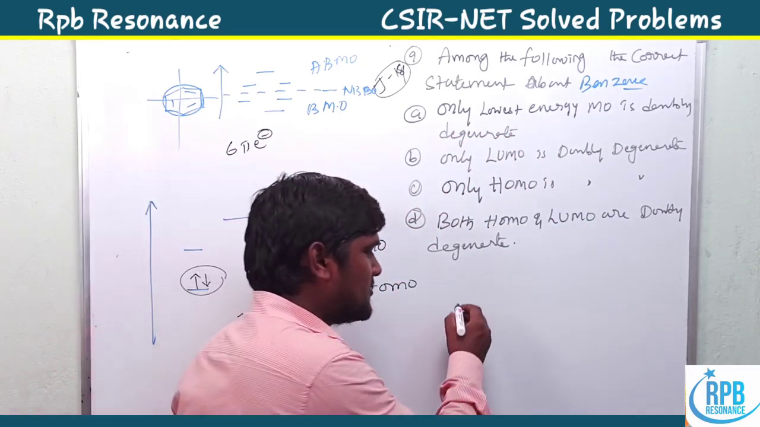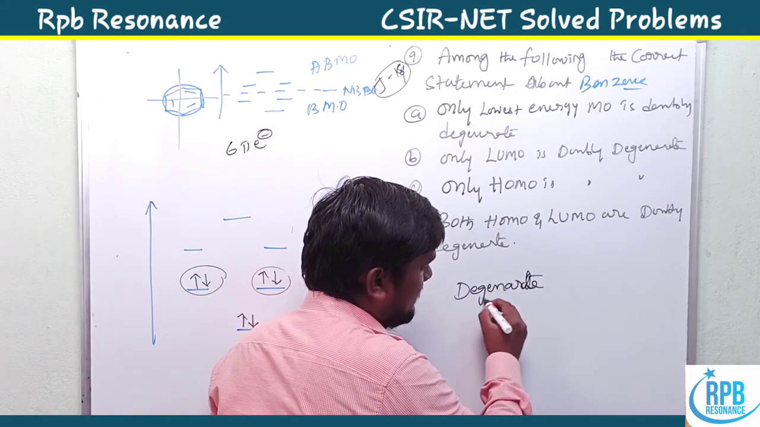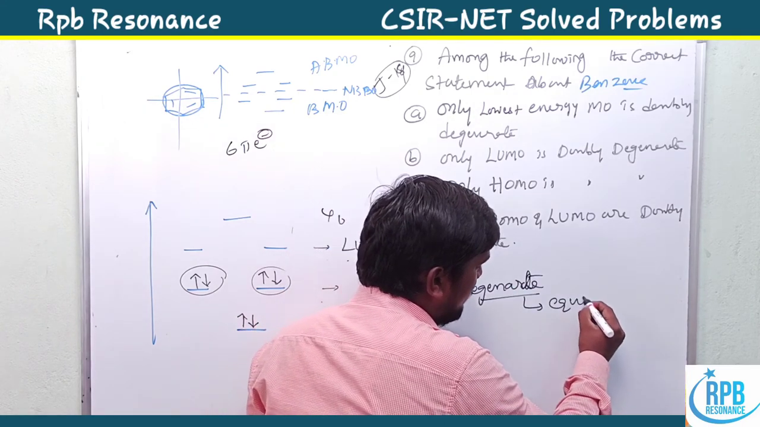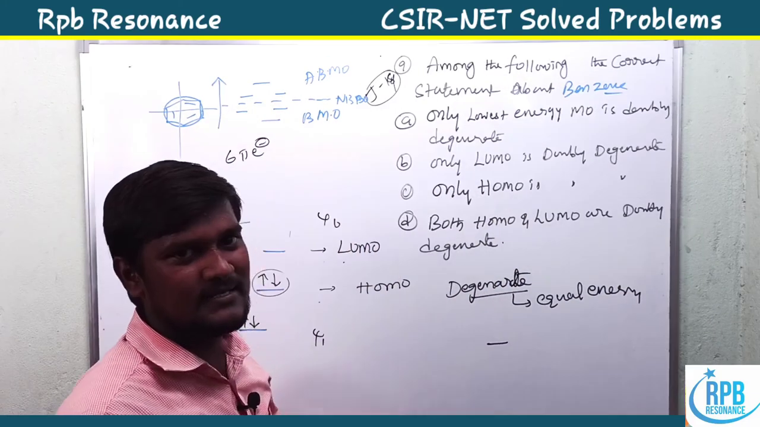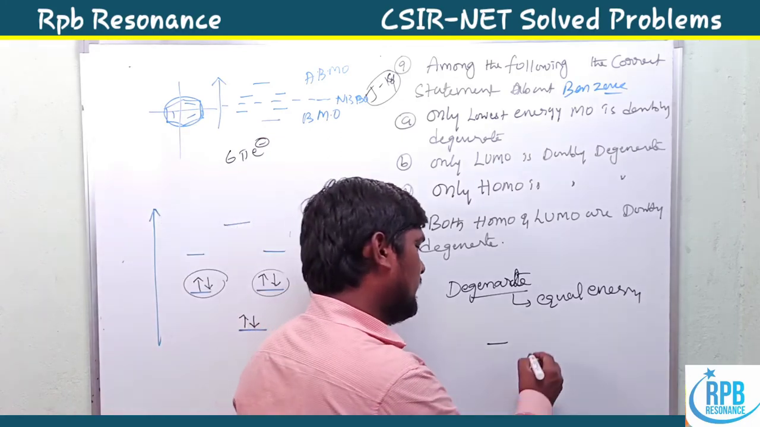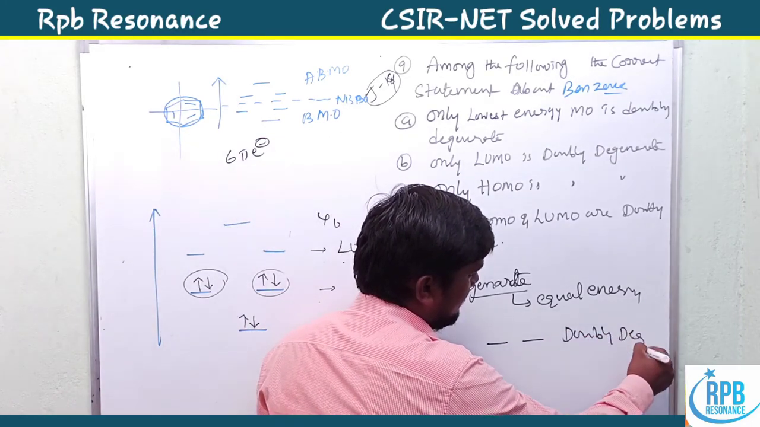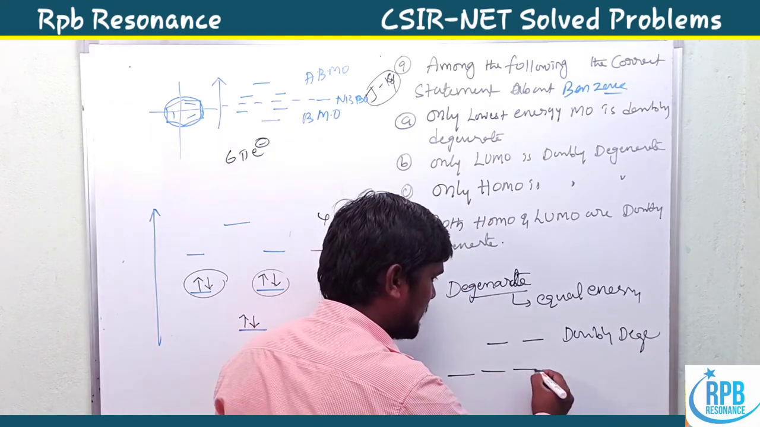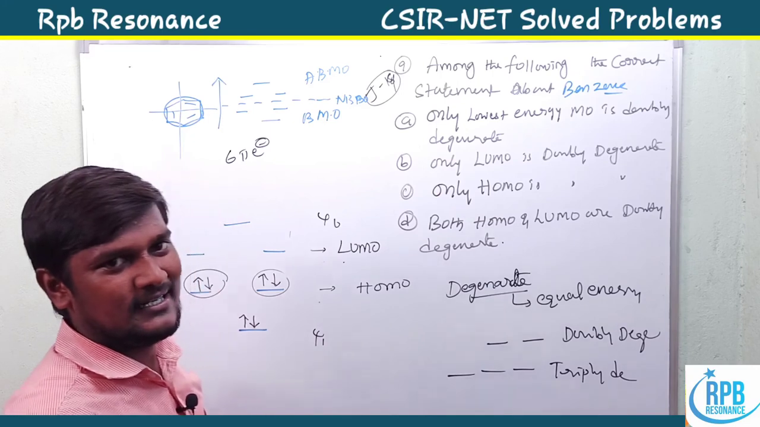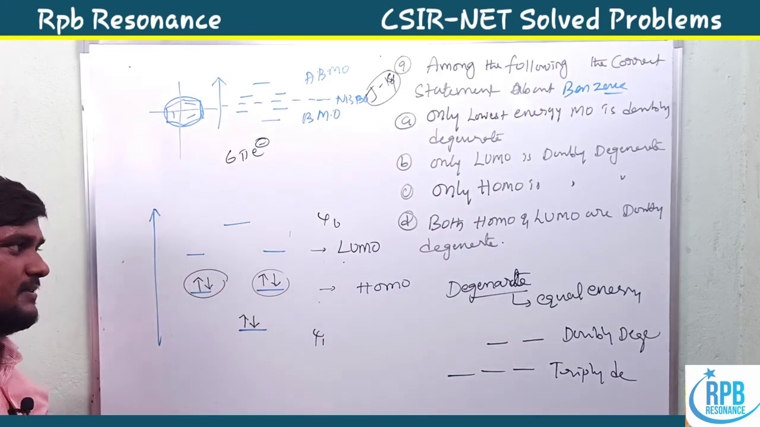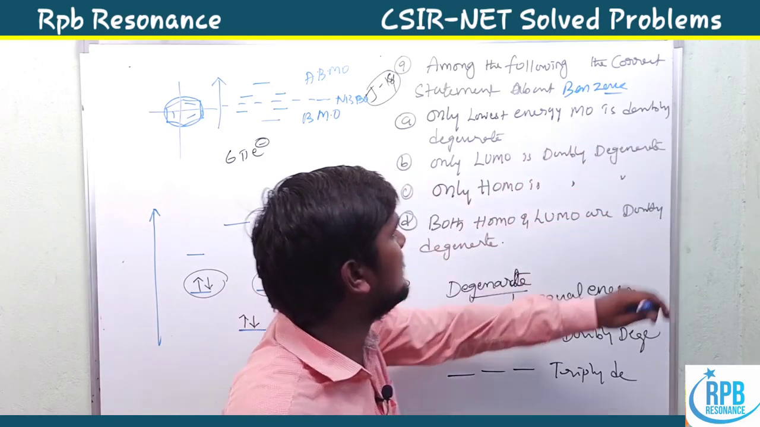Degenerate means equal energy orbitals. If only one orbital has that energy, it is monodegenerate. If two equal energy orbitals are there, it is doubly degenerate. If three orbitals are there, it is triply degenerate. This is called degeneracy. Now, according to the options, only the lowest energy molecular orbital is doubly degenerate.